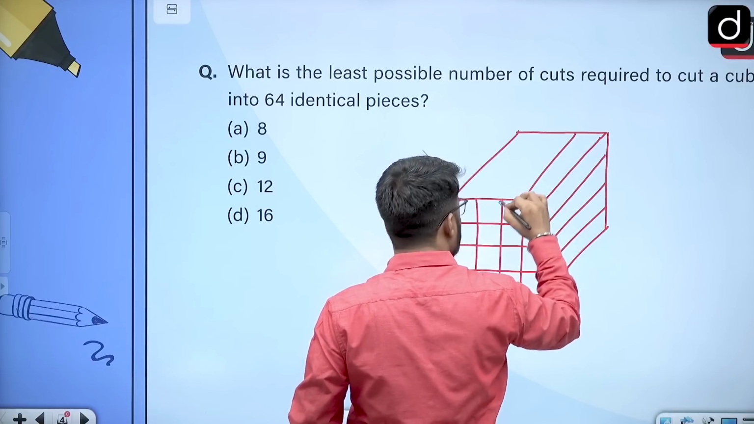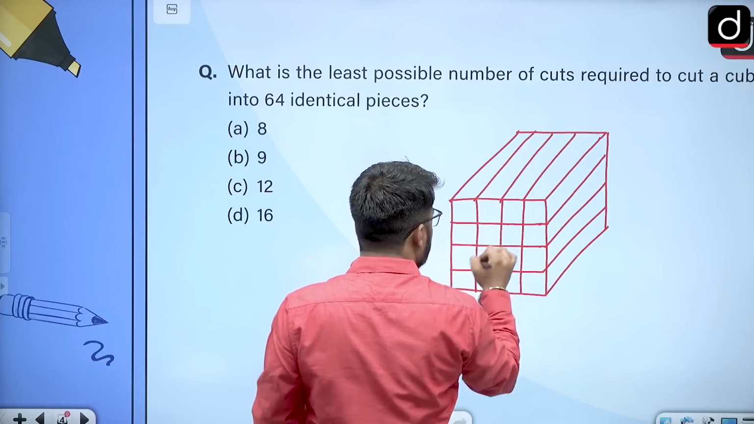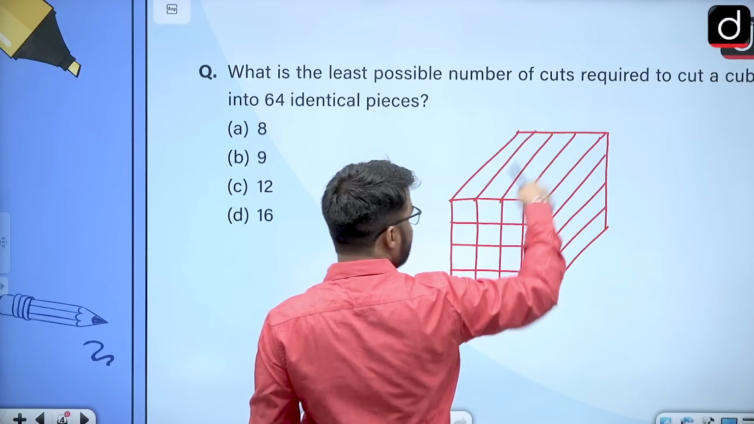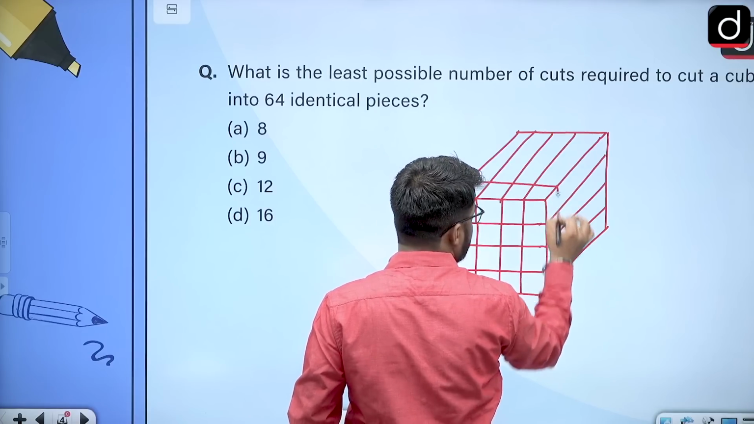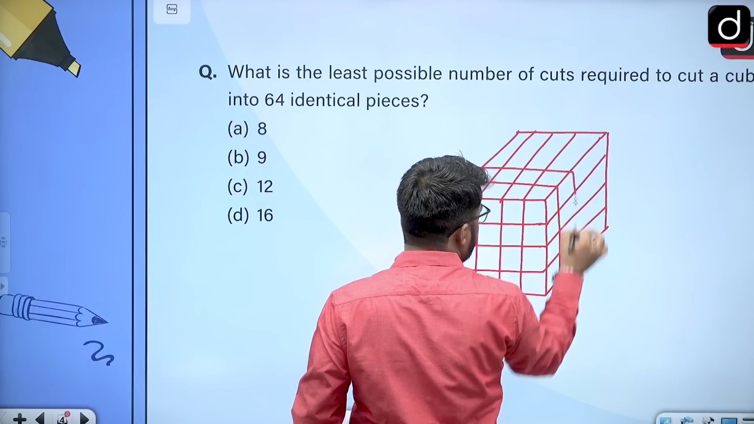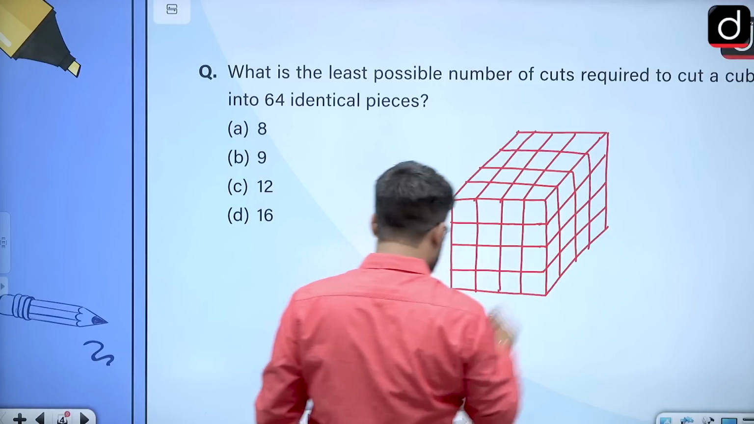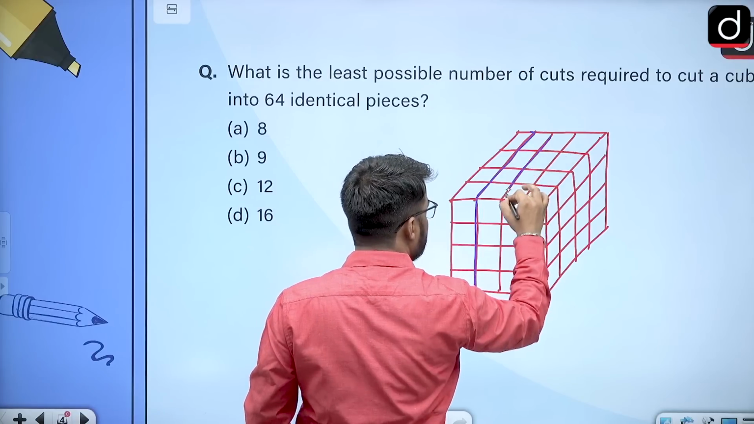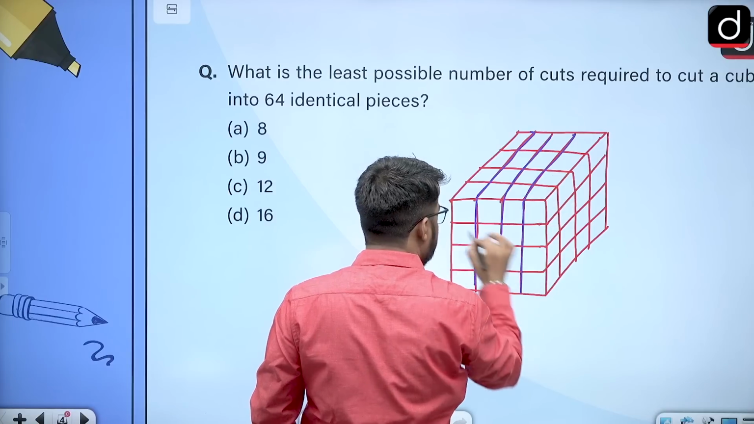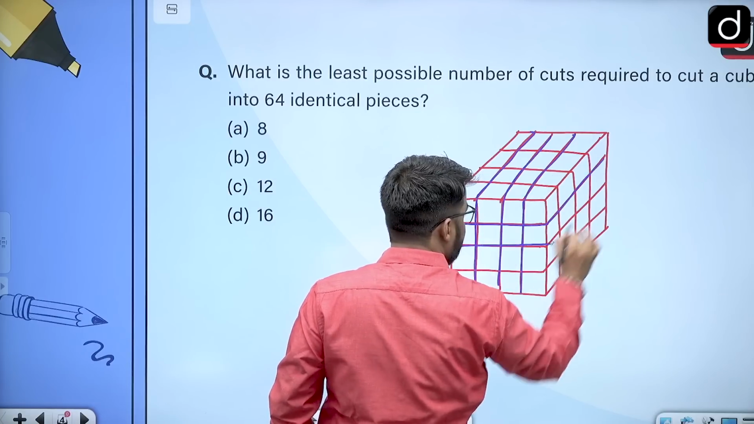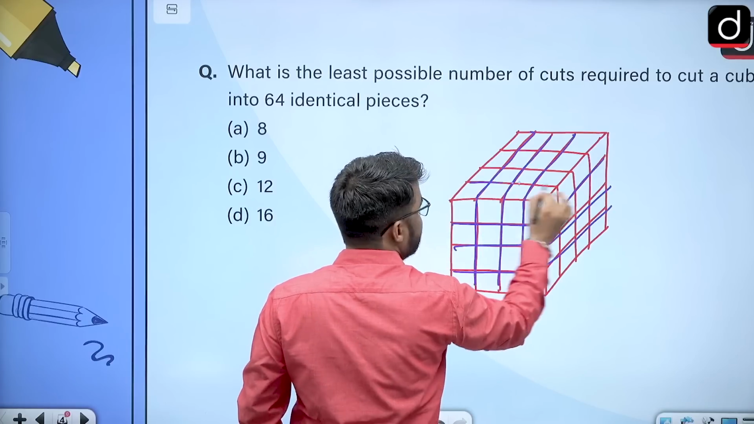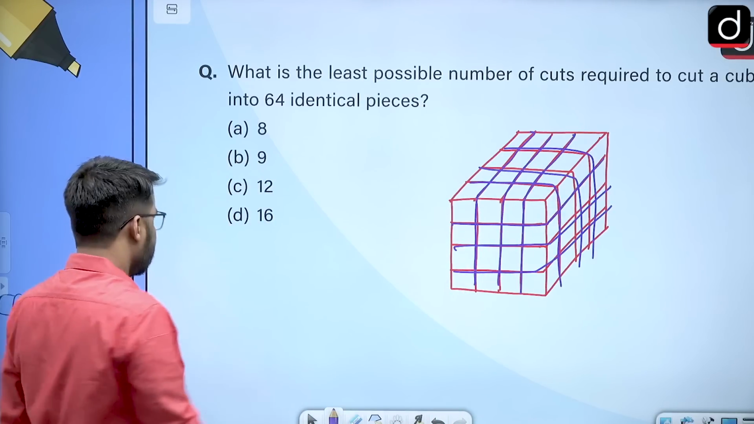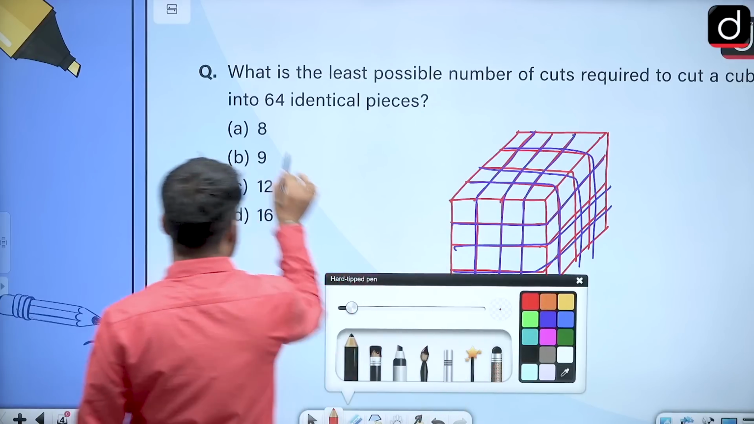Like this. See, to cut the cube, first I am going to make these 3 cuts, then I am going to make the next 3 cuts, 3, 6, and now these 3 cuts are going to give me 64 cubes. So total 9 cuts. Which are the 9 cuts? 1, 2, 3, 4, 5, 6, 7, 8 and 9. These are the 9 cuts, right? So the answer will be 9.